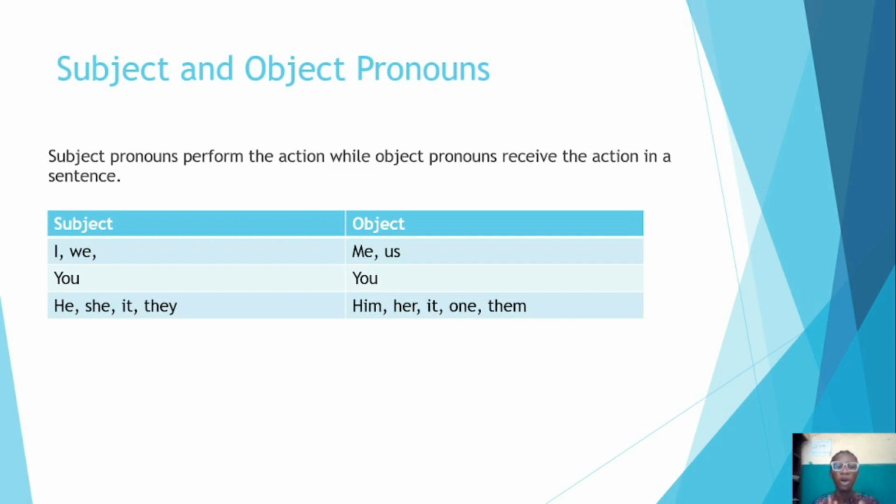And for the object pronouns, for the first person, we have me and us. For the second person, we have you. For the third person, we have him, her, it, one, and them. It's important to know the ones that are subject pronouns and the ones that are object pronouns, because we do not use them interchangeably. We will see that fully when we get to the rules that guide the use of pronouns. So let's get right into the rules.